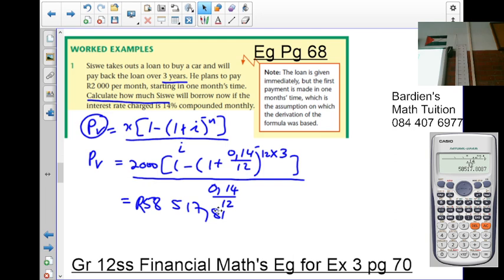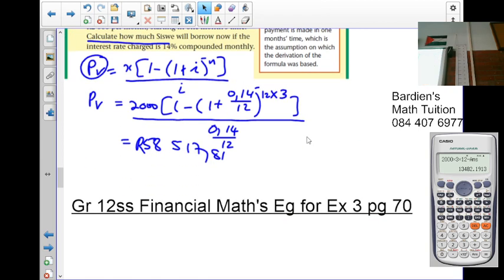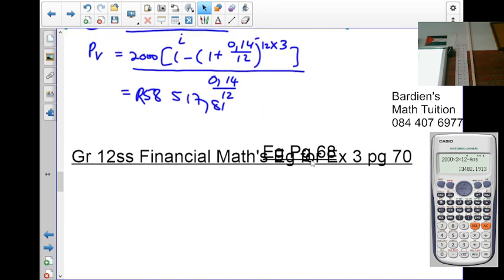If you want to see how much interest he actually paid, then you will work it out by saying, since he's paying 2,000 Rand for 3 years at the monthly frequency, minus the amount of the loan. So over 3 years he's paying an interest of 13,482 Rand and 19 cents. That's basically how you would calculate the interest, but that wasn't the question asked. Let's look at the next example.